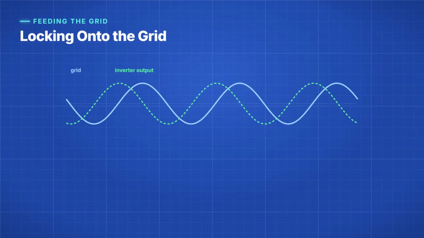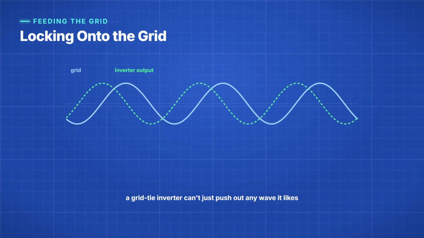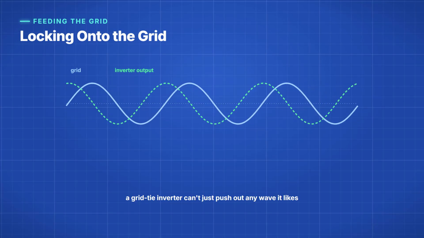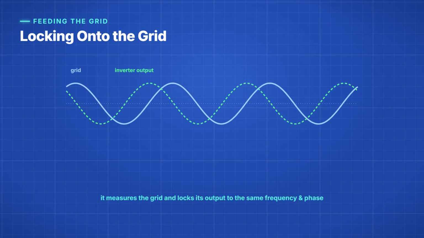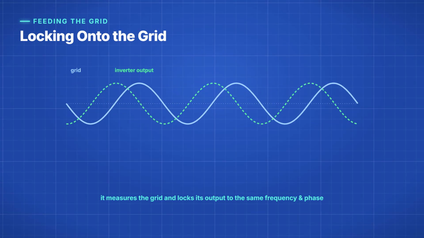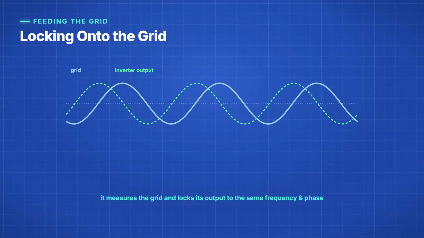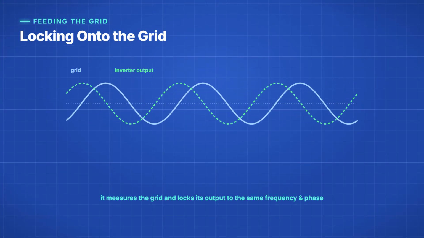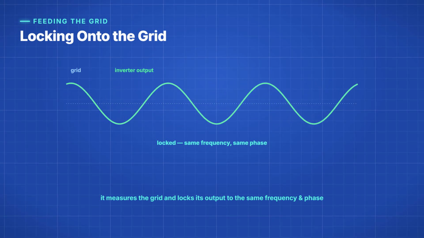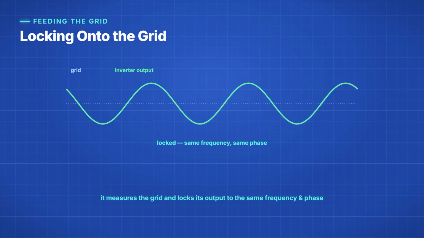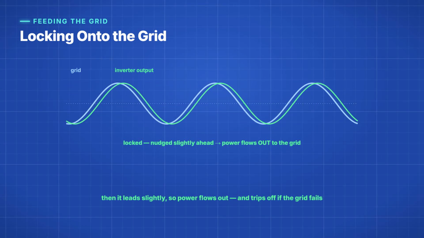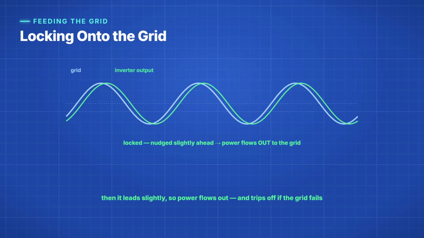Now, if the inverter is feeding solar power into the grid, it has a harder job. It can't just push out any wave it likes. It has to match the grid perfectly, the same frequency and the same phase, lined up cycle for cycle. So, a grid tie inverter constantly measures the grid's voltage and locks its own output onto it. Then, it nudges its current slightly ahead, so power flows out into the network. If the grid goes down, it detects that and disconnects for safety.